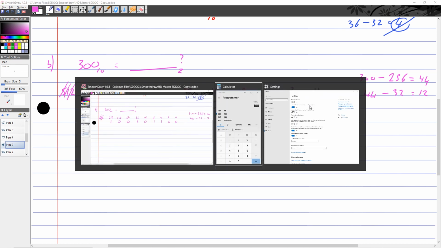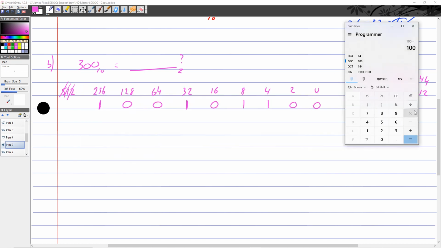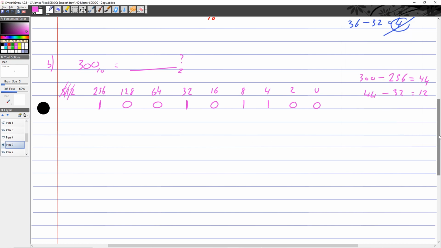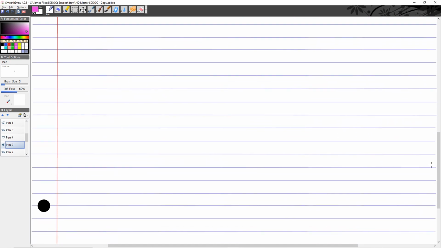So let's check our answer. Press all clear, click on decimal, press 300, and the binary number is 1 and then 2 zeros, then 1 and a 0, which is right so far, then 2 1s and 2 zeros, so we've done this correctly. And finally I'll do one more.